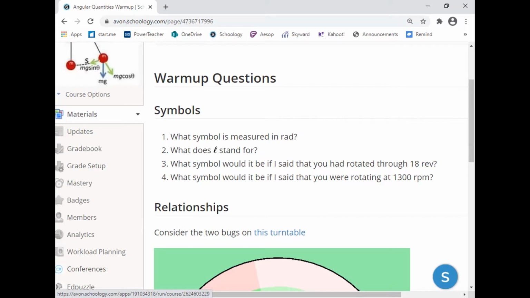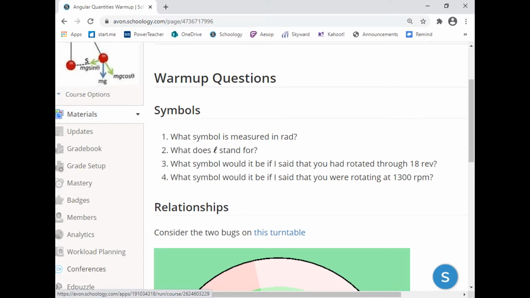Becky, what does scripty L stand for? Arc length. Okay. Measured in what? Meters, yep. All right, what symbol would be best to use if I had 18 revolutions, Emily? Leo, the idea, 18 revolutions. Yes, right. So if you were given 18 revolutions, you would convert it to radians first, and then it would be theta. Yep.